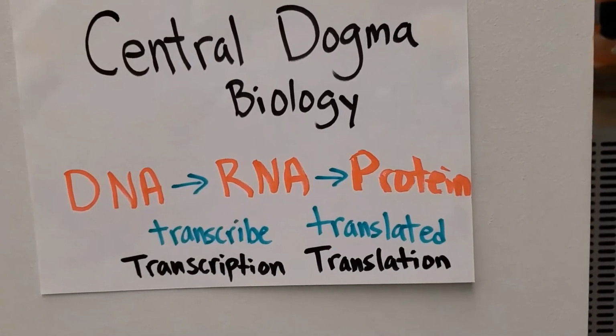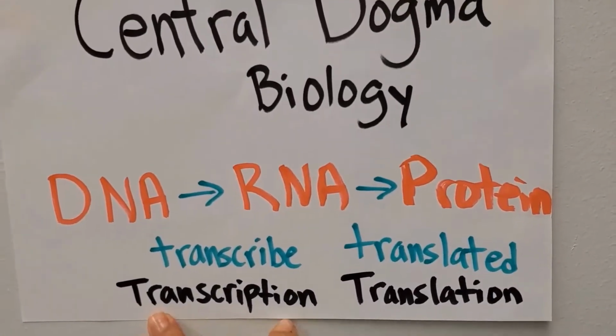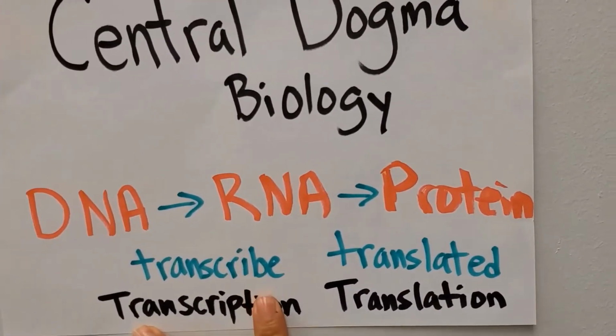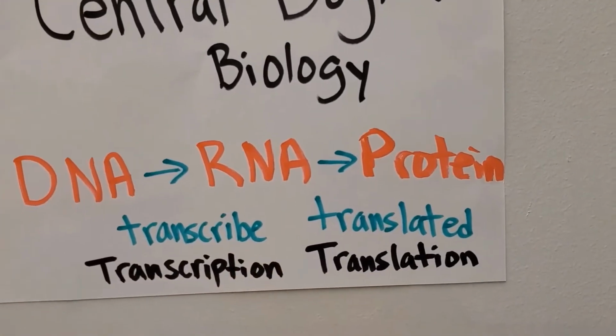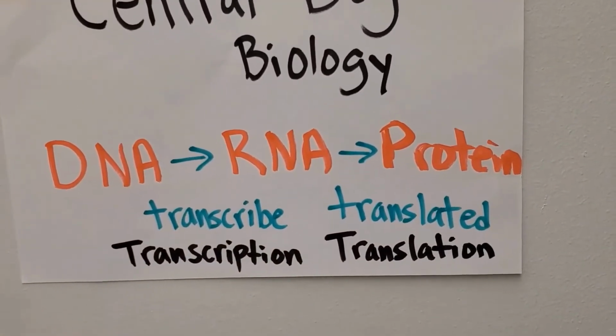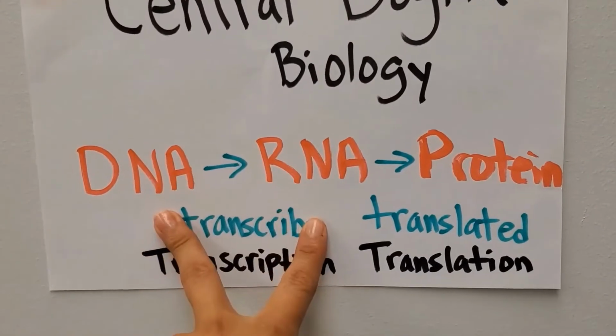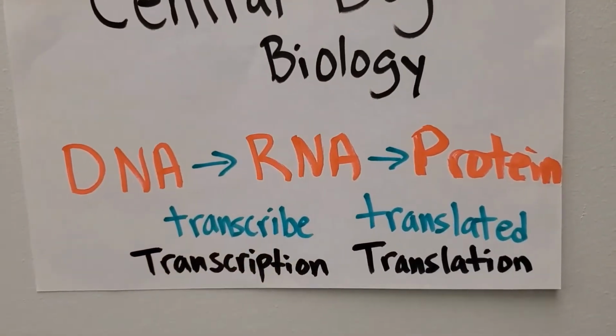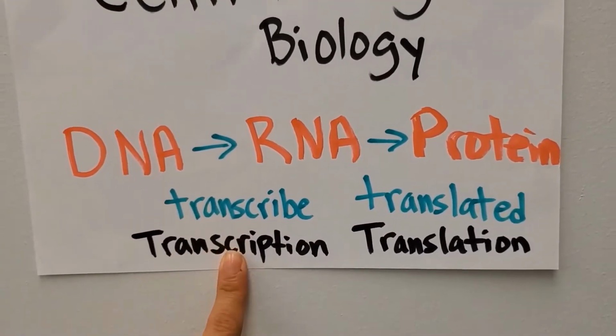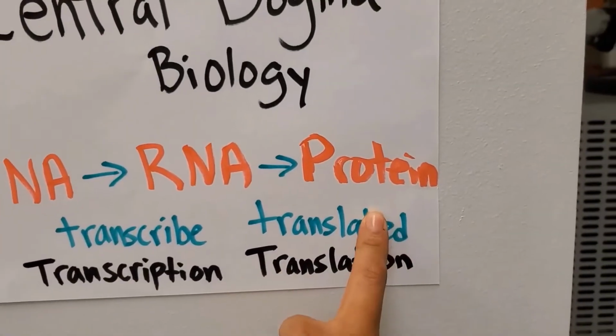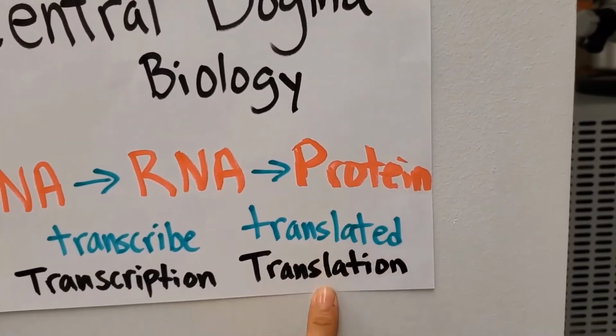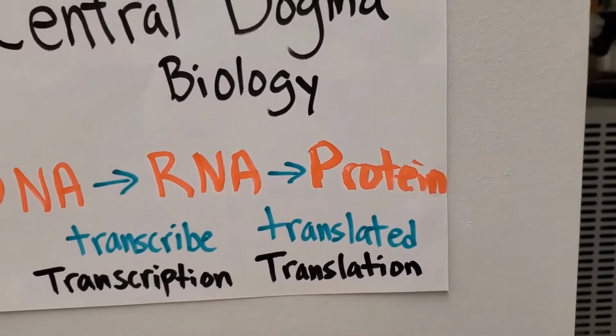into protein. These processes are called transcription and translation, and it's important to note that they're very different. DNA and RNA are made out of nucleic acids, therefore this is transcription, but protein is made out of amino acids. It's a completely different language, so that's why that is called translation.